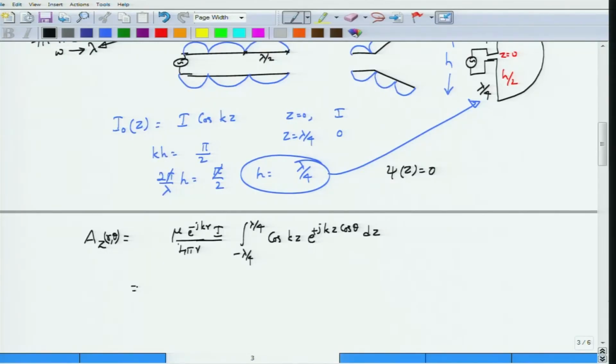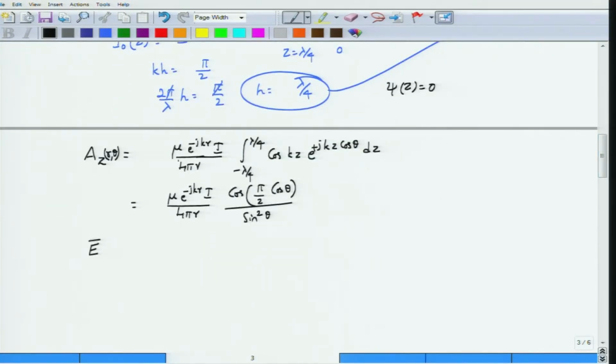You can evaluate this integral, I am not going to do this evaluation, but it is a tedious and straightforward integration, divided by 4 pi r. So what is the vector potential that I am going to get? This would be cos of pi by 2 cos theta divided by sin square theta. Now let us not evaluate the electric and magnetic fields completely, you can evaluate them, but I will just give you the expressions for the electric field. So the electric field E for the half wave dipole, or a lambda by 2 dipole as it is sometimes called, is given.